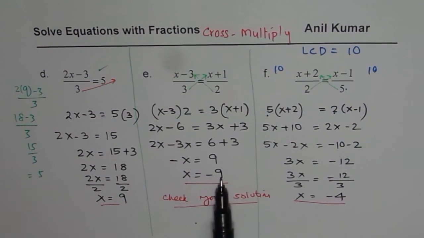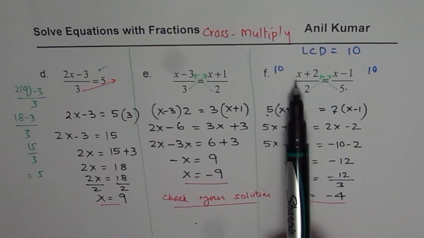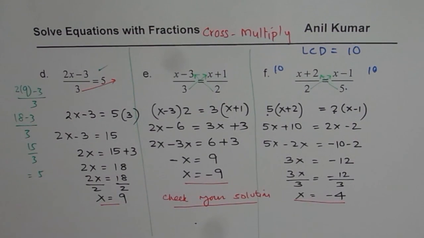So in this case, minus 9 should be written for x on both the sides, minus 4 for x on both the sides, and then solve and check.